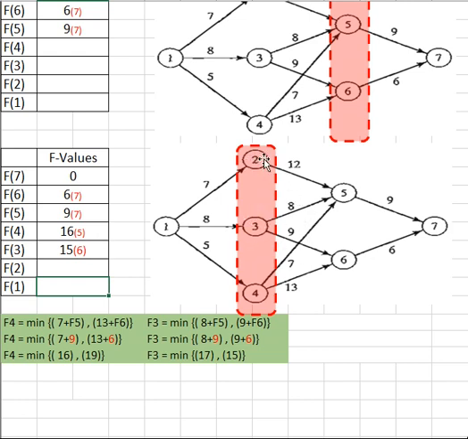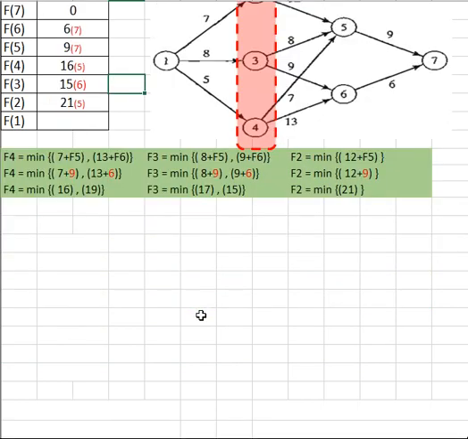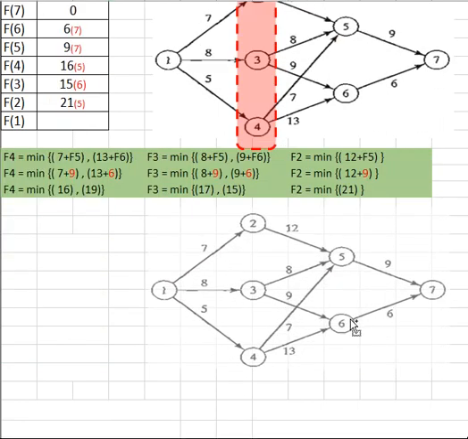Then, ang sunod is 2. F2 naman. For you to get F2, iisa naman yung pinanggalingan niyan. We could say that F2 is equivalent to 12 plus F5, kasi iisa lang naman siya eh. And our F5 is 9. Meaning, F2 is equivalent to 21, 21 coming from 5. After natin gawin yan, copy ulit natin.